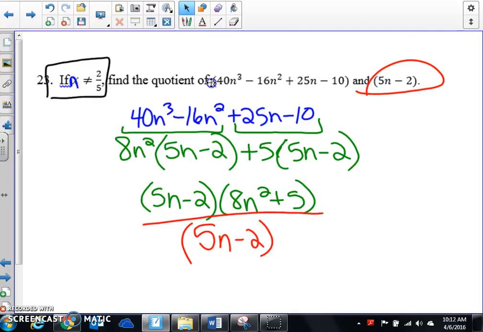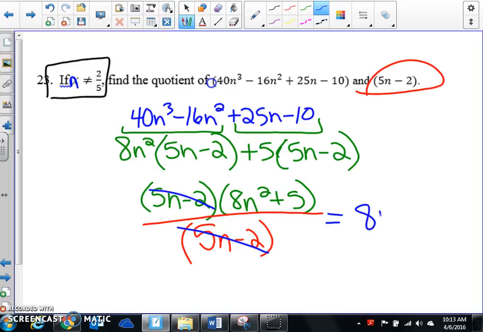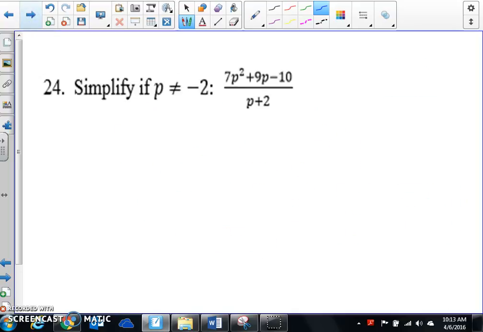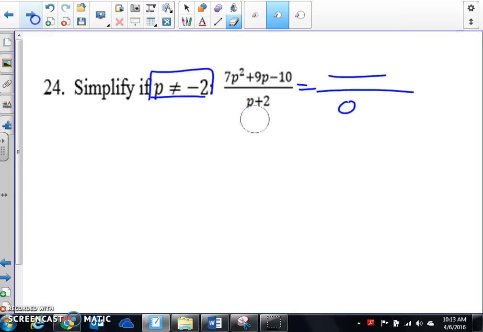So now I just slash out the same factors, and it leaves me with 8n squared plus 5. And that's completely simplified. All right, so same thing. p cannot be negative 2 because if p is negative 2, that makes all of this over 0, and that's undefined. So once again, that's just a technicality. So don't stress yourself out.